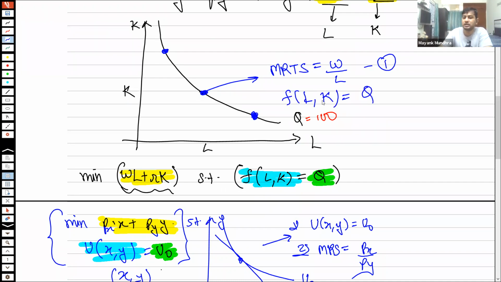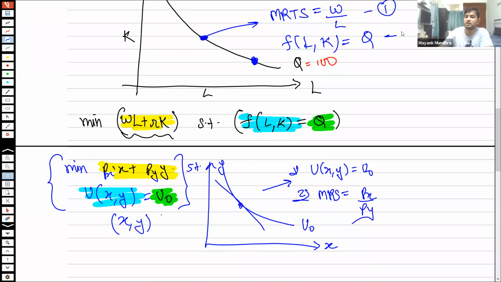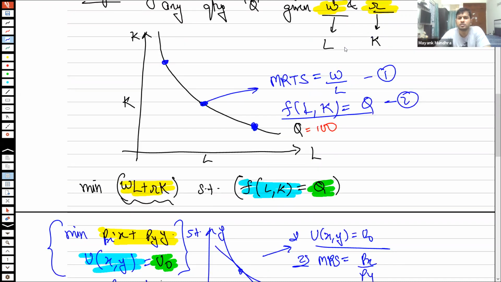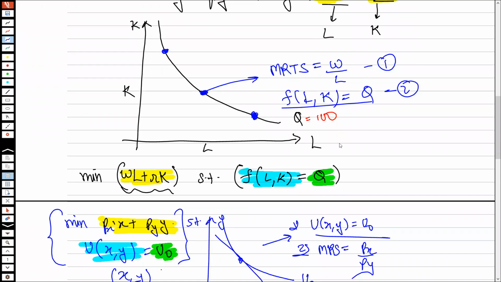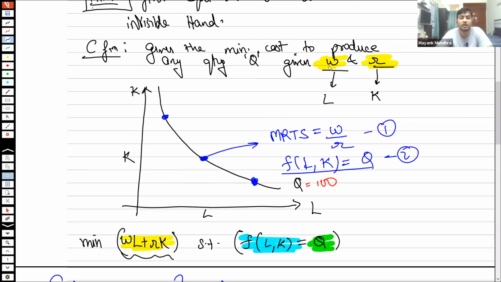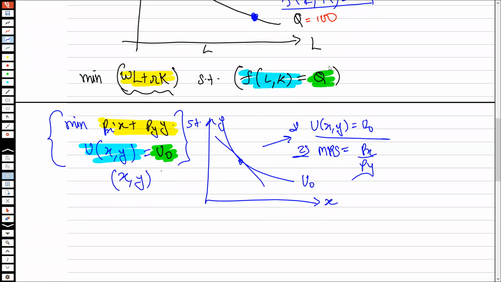As you can see, the equations are similar. MRS equals the price ratio. MRS equals the input price ratio. MRTS equals the input price ratio. Here you had utility equals U0. Here you have production equals Q. So the ideas are very similar. Is it MRTS equal to W by R? Yeah, W by R. Sorry, my bad. W by R. Okay, so the ideas are very similar.